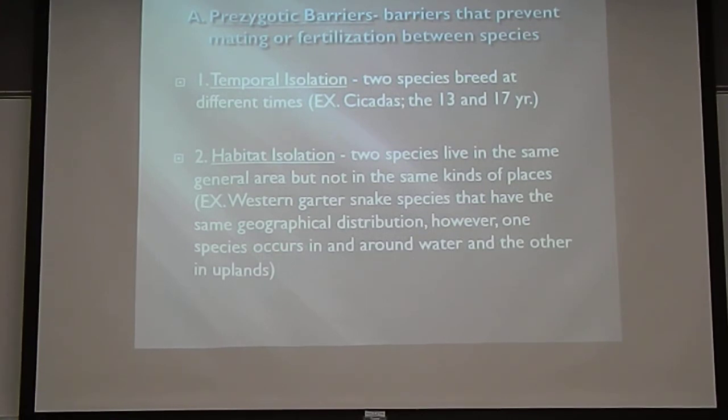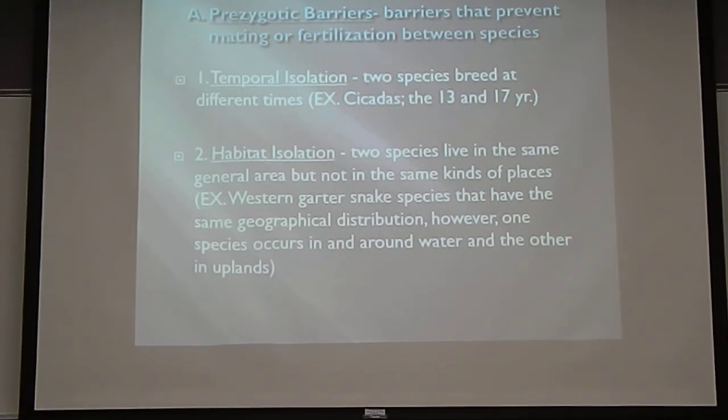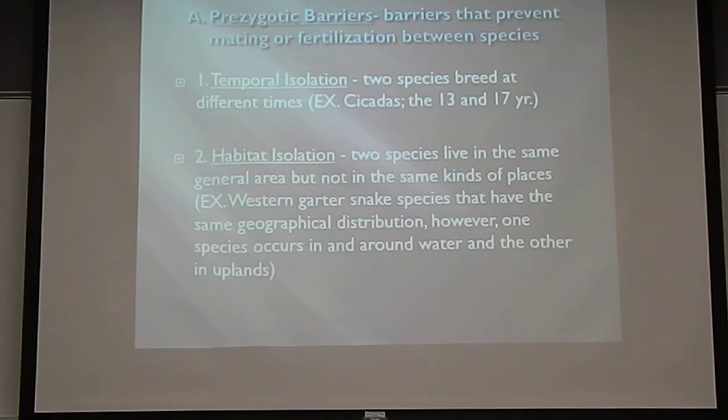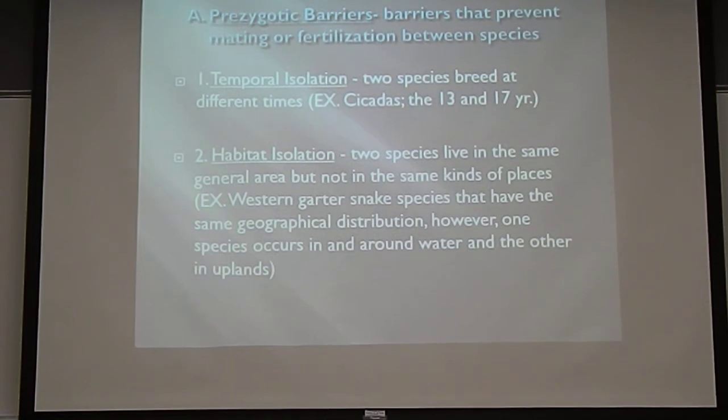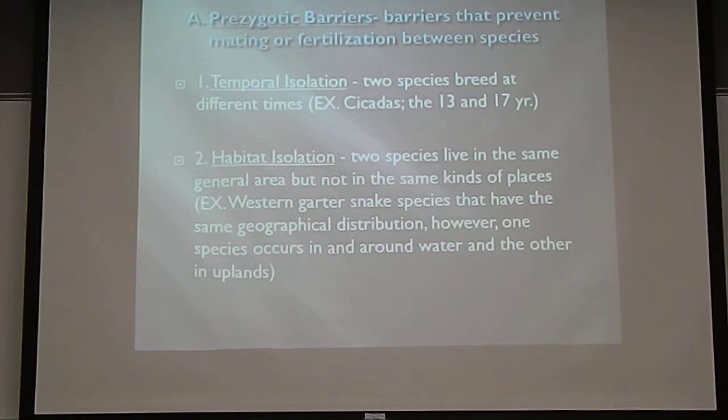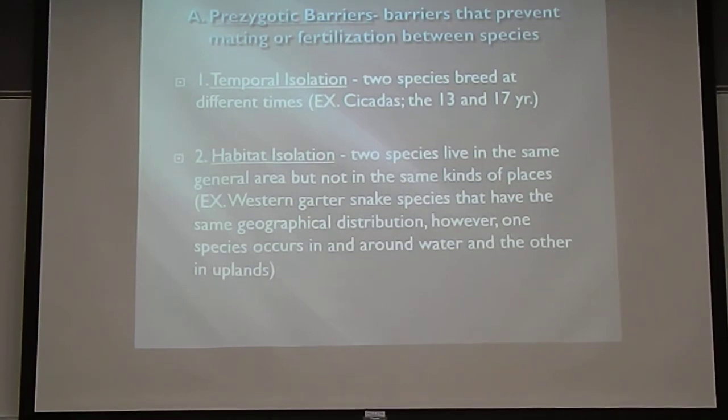Habitat isolation is where you have two species that live in the same general area, but not in the same kinds of places. If you were to look at a reptile field guide, there is a western garter snake that lives in Arizona. There are two species. They look fairly similar, but there are some differences. But one lives in the ravines, down where the water would be during rainfall. And then there are some that live on the highlands, upland.